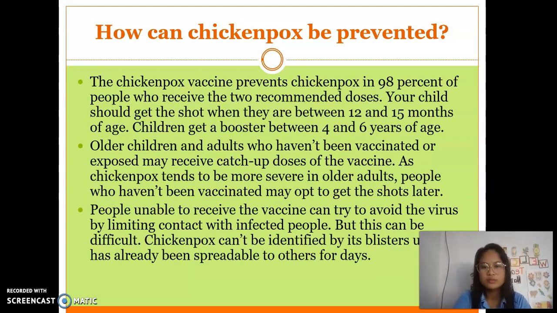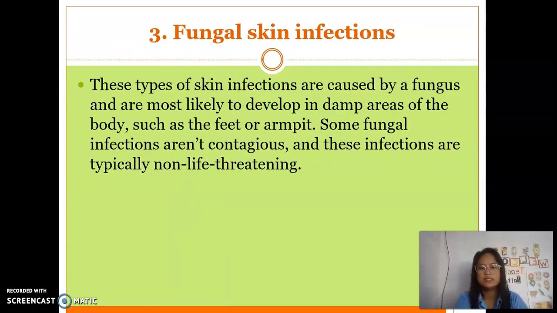Older children and adults who haven't been vaccinated or exposed may receive catch-up doses of the vaccine. As chickenpox tends to be more severe in older adults, people who haven't been vaccinated may opt to get the shots later. People unable to receive the vaccine can try to avoid the virus by limiting contact with infected people, but this can be difficult. Chickenpox can't be identified by its blisters until it has already been spreadable to others for days.